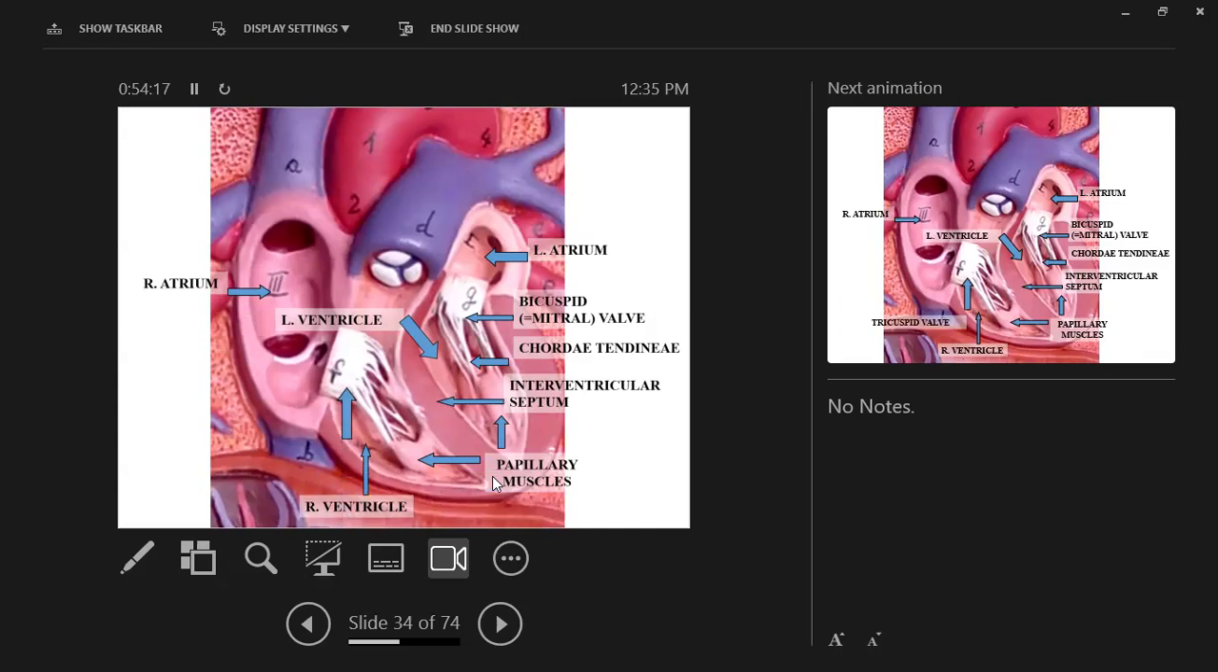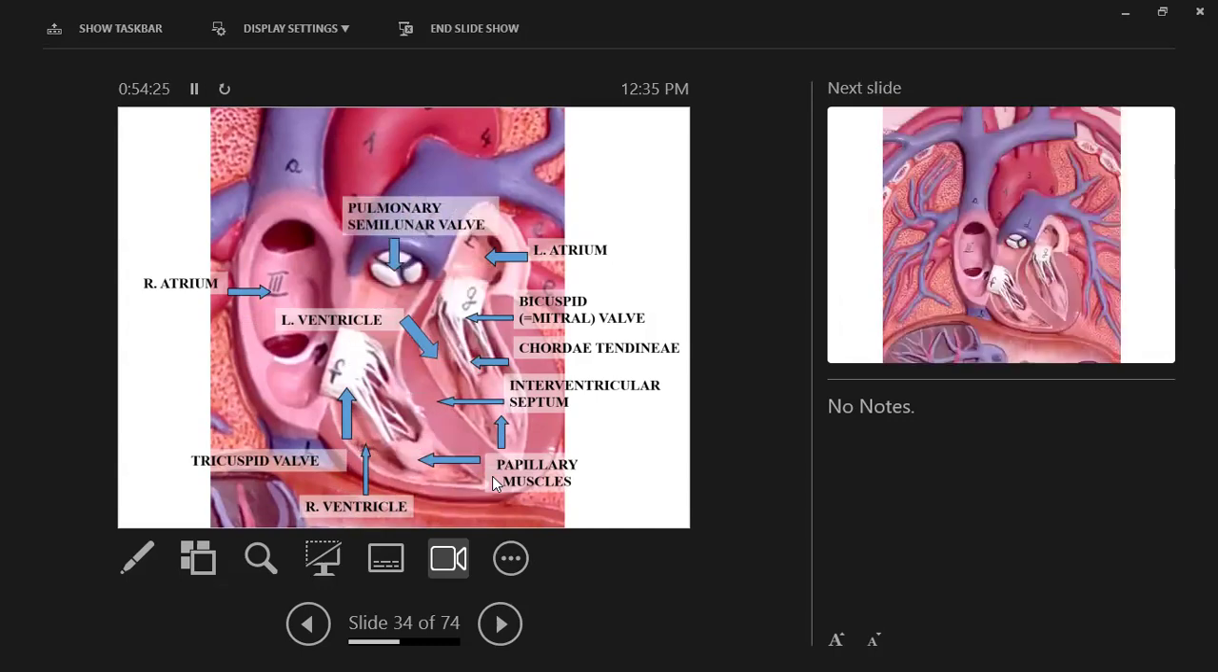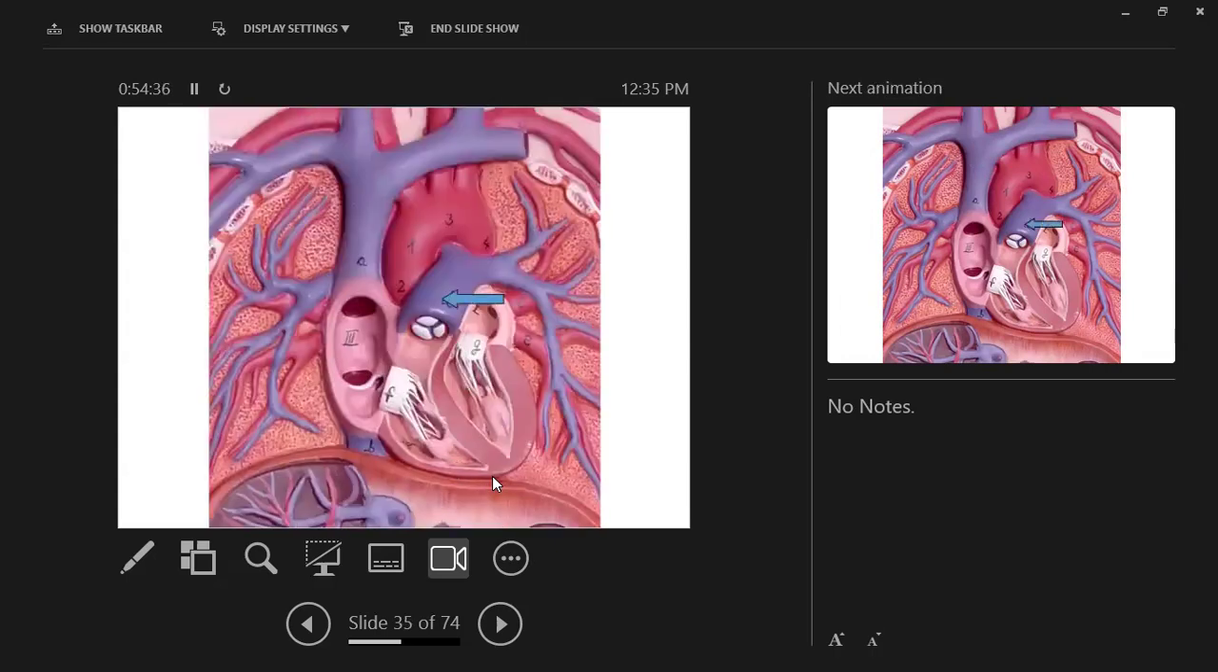the right ventricle, the tricuspid valve this time. And of course, you can see its chordae tendineae also. There's the pulmonary trunk. Blood leaving the right ventricle goes to the lungs through the pulmonary semilunar valve into the pulmonary trunk. There's the pulmonary trunk there.